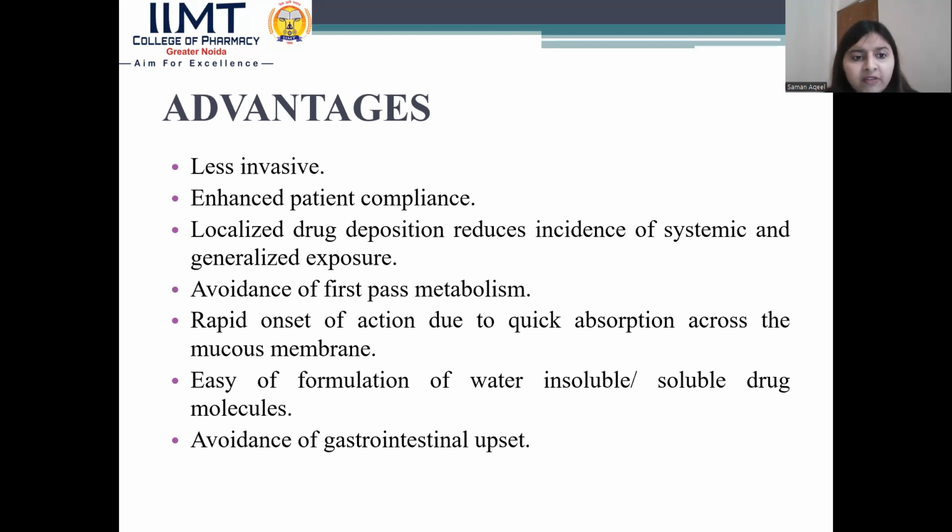First, it is less invasive. Second is enhanced patient compliance. Third is localized drug deposition, which reduces the incidence of systemic and generalized exposure because it is of local use. Next is avoidance of first-pass metabolism. Next is rapid onset of action due to quick absorption across the mucous membrane. Next is ease of formulation of water insoluble or soluble drug molecules. Last one is avoidance of gastrointestinal upset because it is not administered orally.